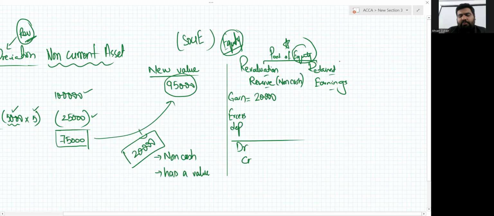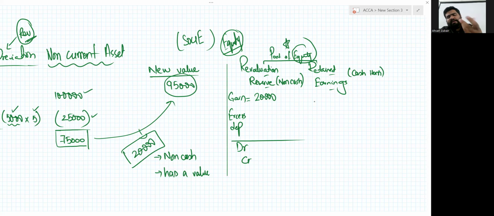Obviously, revaluation is something non-cash, but retained earnings has the actual cash items. For example, in real, we earn a profit in the form of cash, for example 20,000, so we will write here 20,000 under retained earnings. So retained earnings does not have any non-cash item. Non-cash items will be under the revaluation reserve. Other cash items are basically in retained earnings.